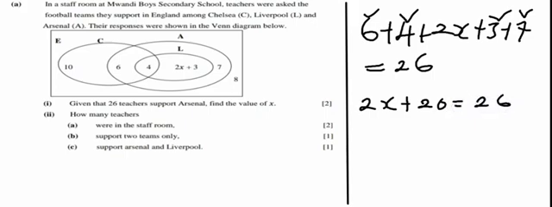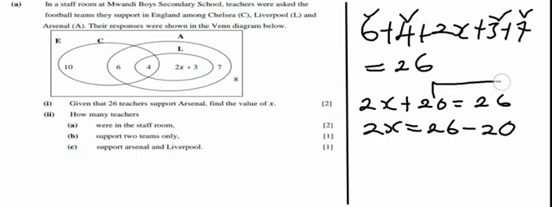Then from there, 20 is going to cross the equal sign, and here I'm just going to remain with 2x. So 26 minus 20, because when 20 crosses an equal sign, it changes to a negative, since it is positive 20, right? So 2x is equal to 26 minus 20. The answer is going to be 6.